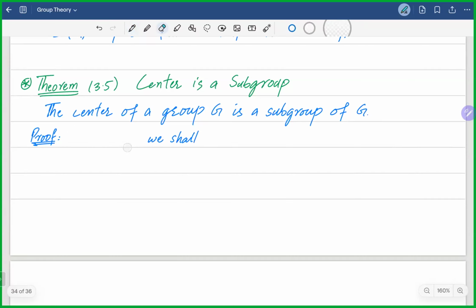So let's not write this and just write clearly. Clearly, E is in the center of G. So Z of G is non-empty.